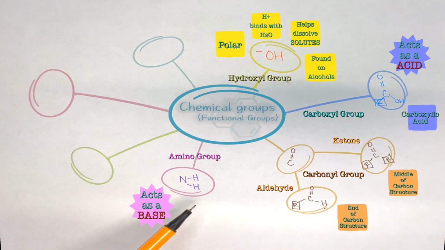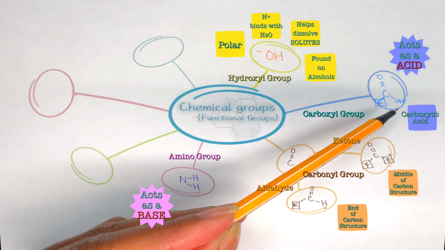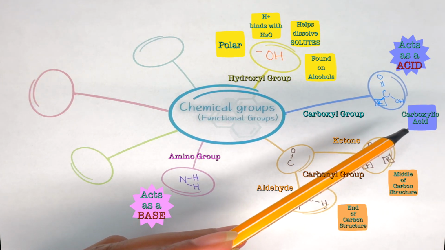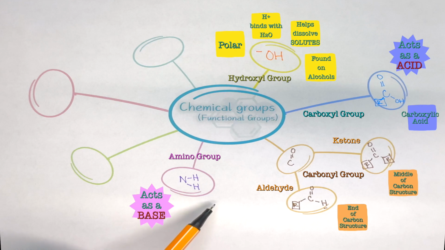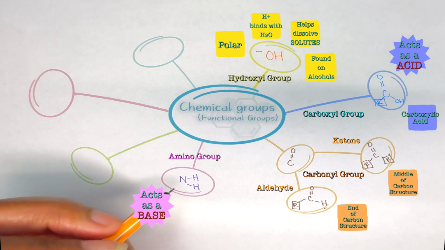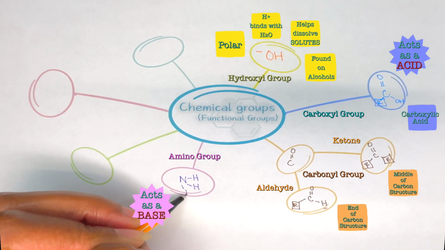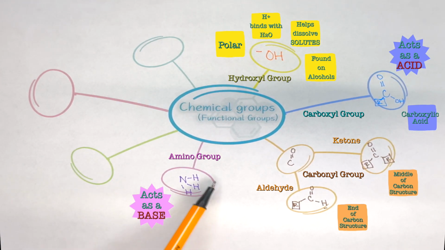How it does that is, an acid will add hydrogens to a solution, increasing the concentration. A base will actually decrease the amount of hydrogens in the solution by picking them up. So this amino group can actually pick up an extra hydrogen, and by doing so it's acting as a base by decreasing that hydrogen concentration. When it comes to the amino group, it does have a compound name, and that's amine.